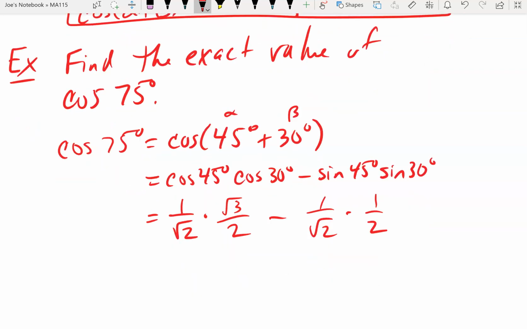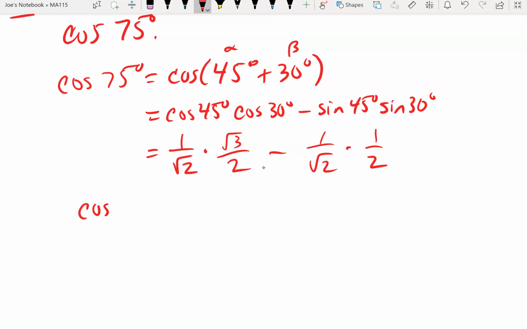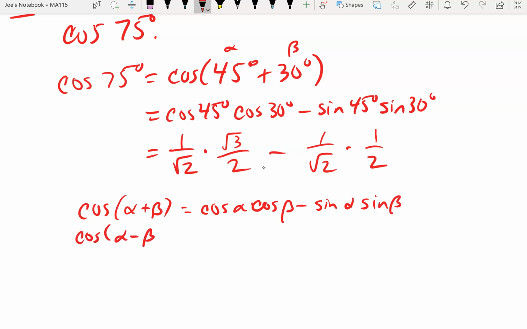So let me write the other ones down. I'm just going to rewrite the cosine of alpha plus beta for reference. That was the one we just had. If we change the sign in the middle to a minus, what do you think is going to happen in the formula? Yeah, it's going to change to a plus in the middle. The format of the formula is exactly the same. It just changes the sign in the middle to a plus. So as far as cosine goes, it's cosine, cosine, sine, sine. Just remember to flip your sign in the middle. Okay.